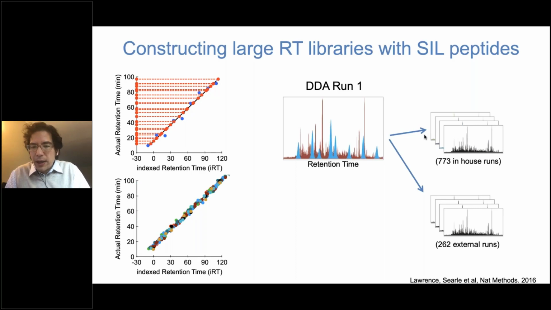So for example, Rob Lawrence and I published this paper a couple of years ago where we actually combined over 1,000 different runs, some internal, some external, to develop an entire phospho DDA library that would help us do DIA analysis and PRM analysis in the future. So these are fantastic methods. They do require either stable isotope labeled peptides or using endogenous peptides inside of your system, but they're a great way to build DDA-based libraries.